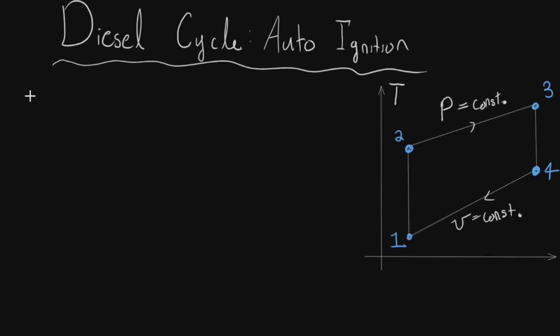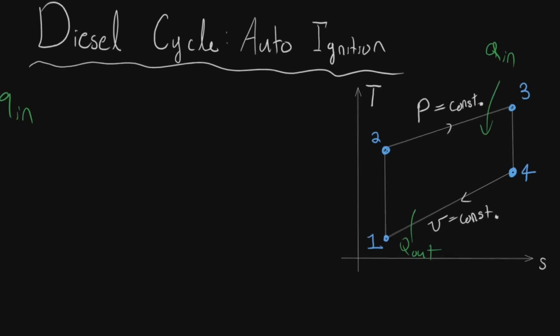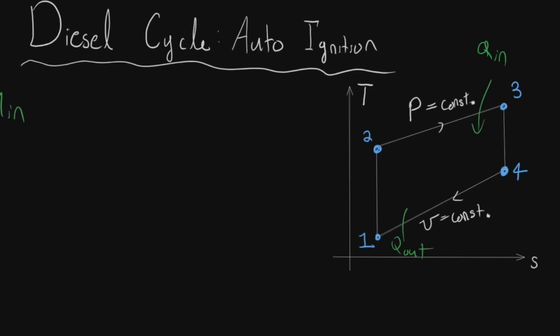So if we think about our Q in right here, this is going to be Q in, and this right here is going to be Q out. Because this is our TS diagram, I guess I should shift over a little bit so you can see that that's our TS diagram, right? So the idea is that the area under this is going to be the heat. If it's positive, if we're going to the right, then we're having heat input. And if we're going to the left, then we have heat output.